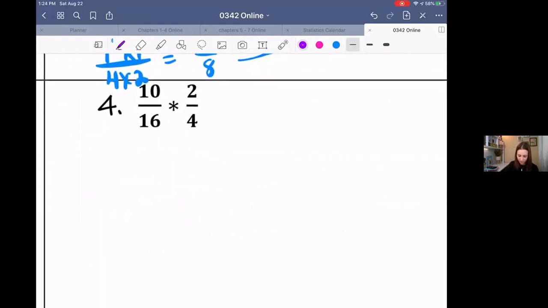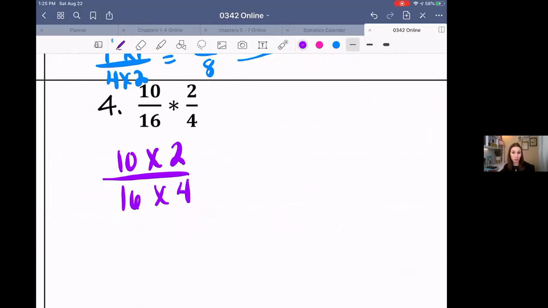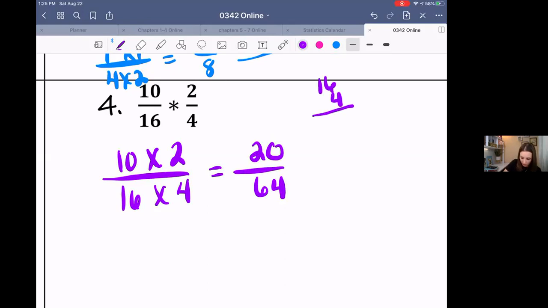Last one. 10 times 2, 16 times 4. There's actually several numbers we can reduce here. They're all even, so we can reduce all of them by 2 at least. Or you can just multiply straight across if you prefer. We get 64 on the bottom. I did that in my head, but if you're doing it without a calculator, you can do it this way. That's where I got that.